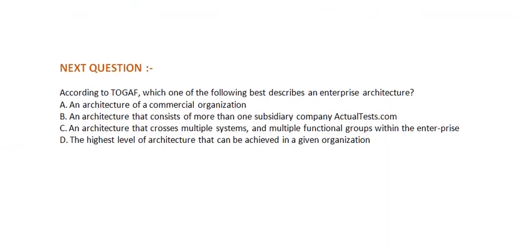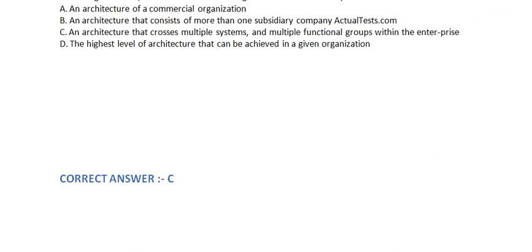Next question is, according to TOGAF, which one of the following best describes an enterprise architecture? Option A, an architecture of a commercial organization. Option B, an architecture that consists of more than one subsidiary company. Option C, an architecture that crosses multiple systems and multiple functional groups within the enterprise. And option D, the highest level of architecture that can be achieved in a given organization. The correct answer is option C.